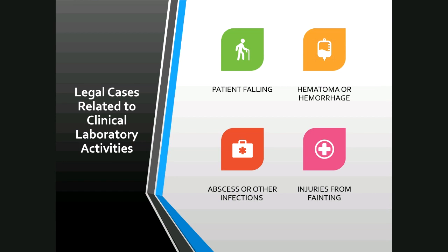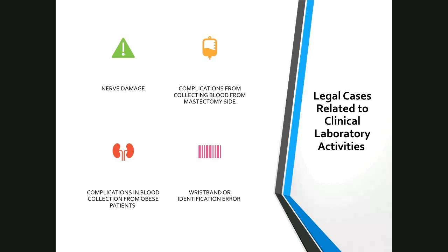Some examples that your book gives is that, for example, the healthcare worker collecting a bedside glucose result misread the glucometer and caused the death of 3 patients with diabetes. The error might have been avoided with better training, supervision, and quality monitoring. Other examples include nerve damage, complication from collecting blood from a mastectomy side, complication in blood collection from an obese patient, and wristband or identification errors.